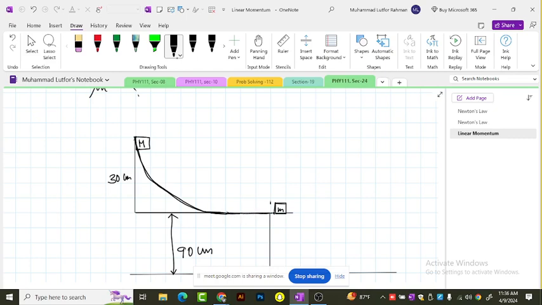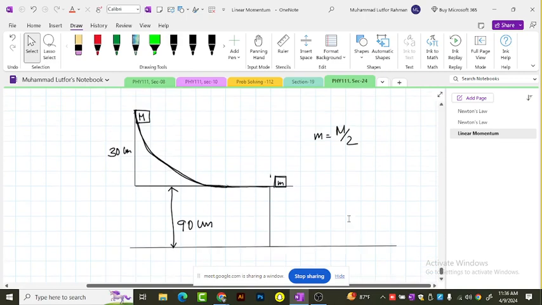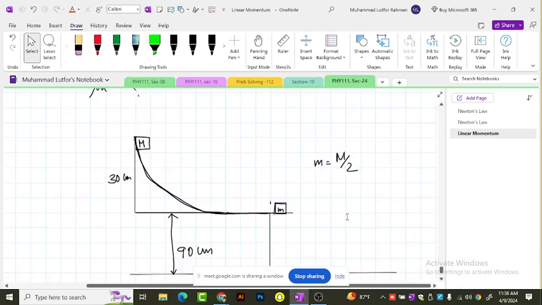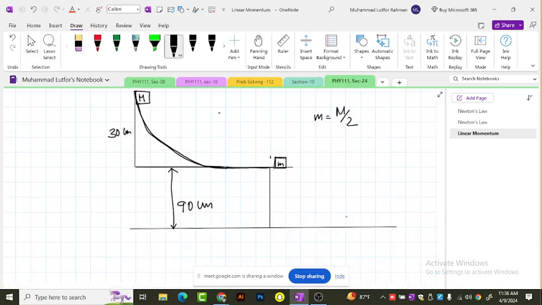It's a frictionless path, remember, this is totally frictionless. This is the only information given over here, that the smaller mass is half of the capital mass M. What will happen if you release this bigger mass M? It is going to make a collision, right? After the collision, what will happen?